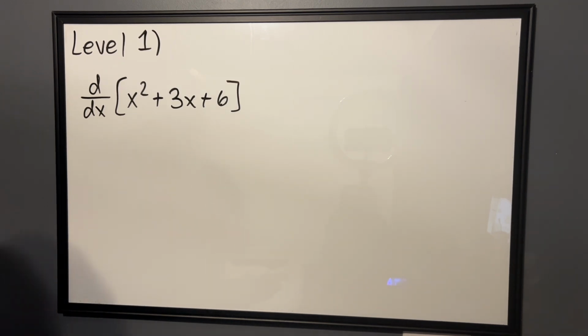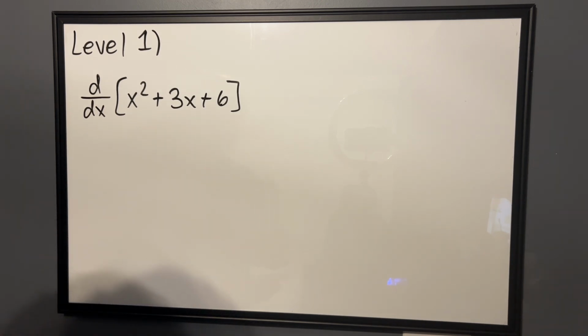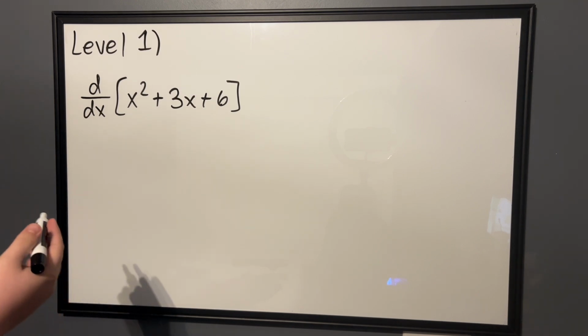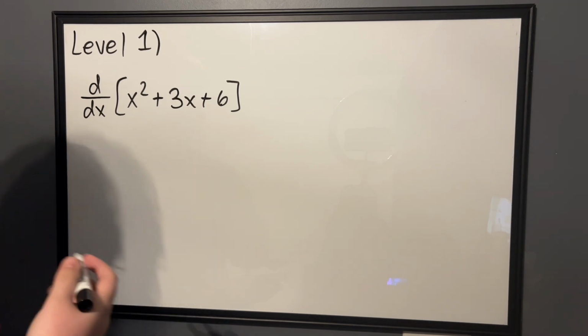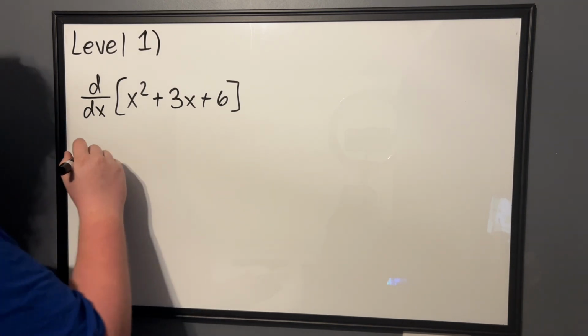Okay, so for level 1, we're going to have the derivative with respect to x of x squared plus 3x plus 6. Now this is very simple, and most of you could probably do it in your head, but this is just a direct application of the power rule. So let me write that down real quick.